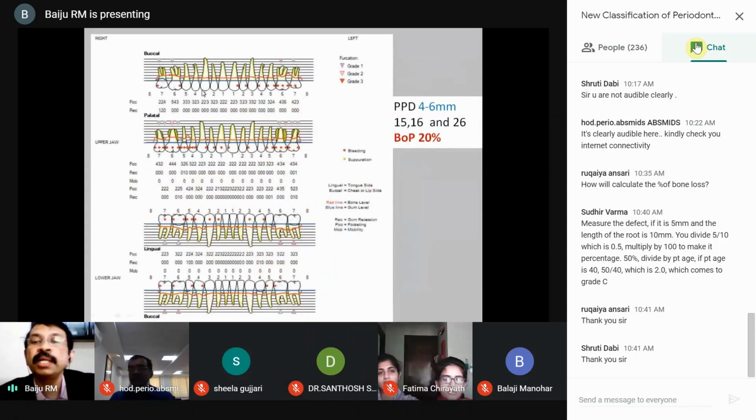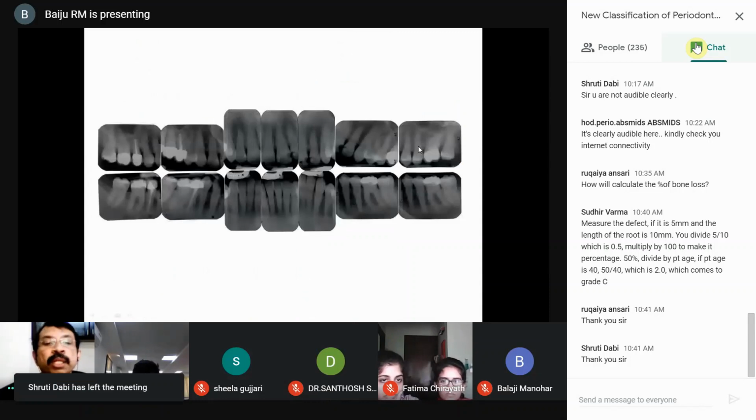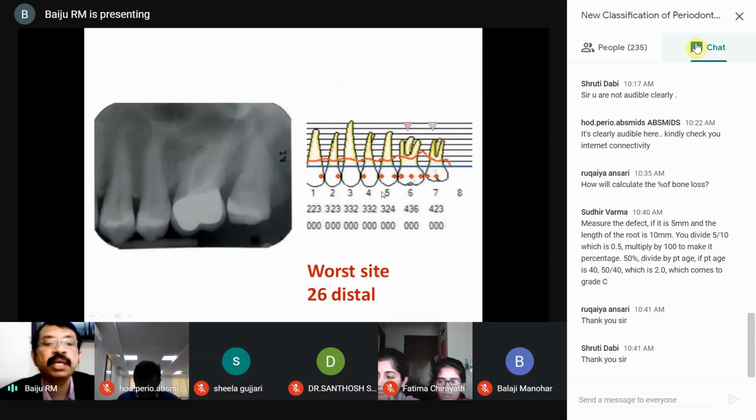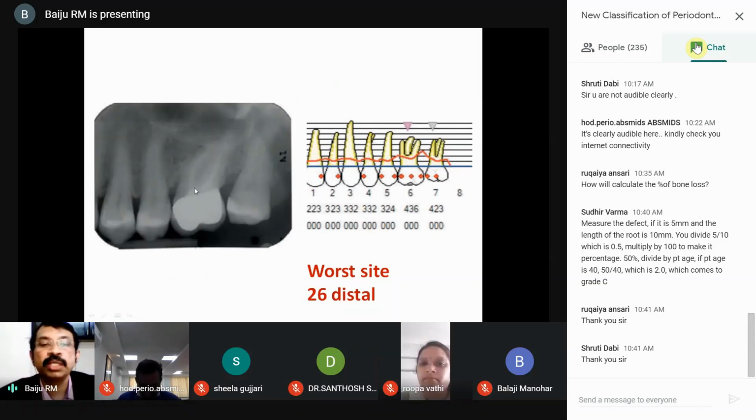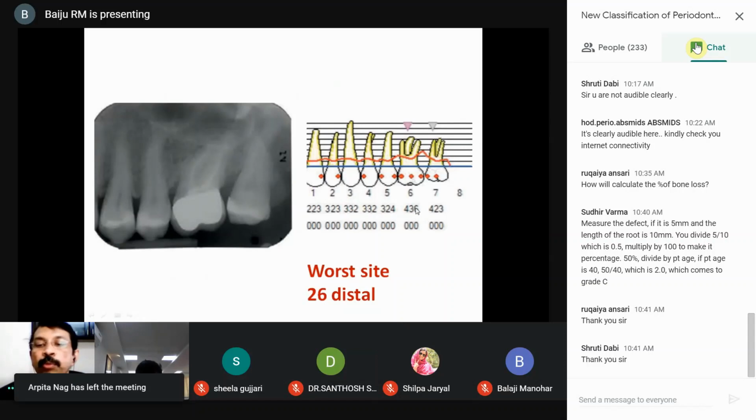Now, when we did the charting, we found that there are 4 to 6 millimeter sites, especially in the 1-5, 1-6 and 2-6 regions. Bleeding on probing is 20%. The radiographs were taken, and the worst site, which was the upper left molar, shows that the worst site is the distal aspect of 2-6. You can see from this chart that 2-6 distal has 6 millimeters of bone loss. So the bone loss also corresponds to the pocket. So this is the worst site.